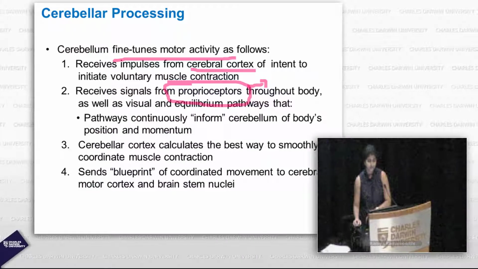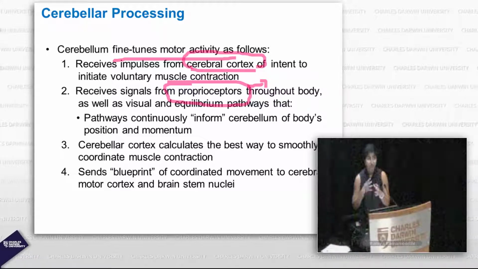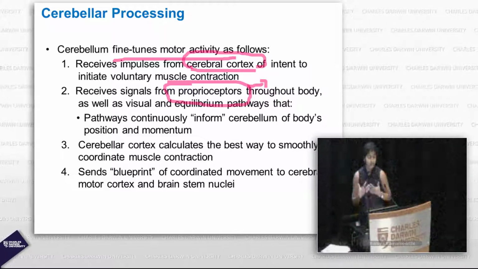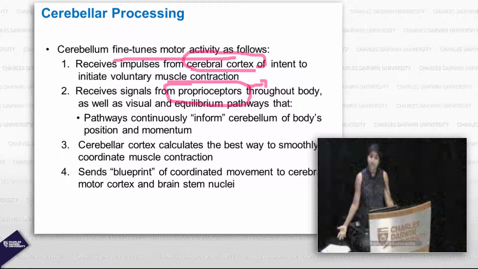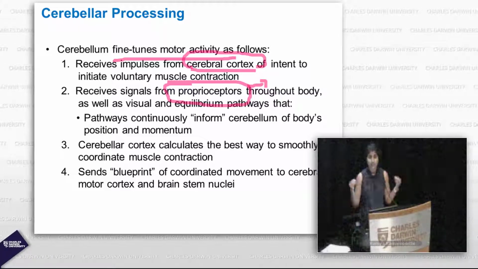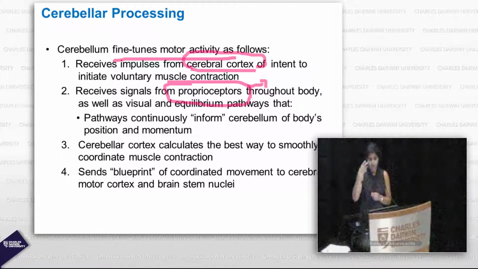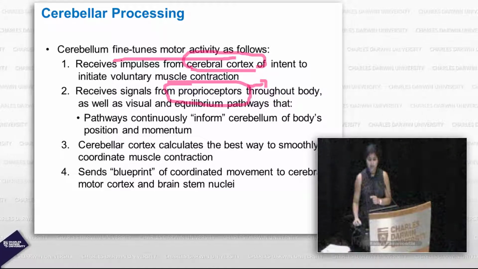In this slide, all that you have to understand is that it is important because it gets information from the cerebral cortex and coordinates fine movements, and also it receives information from your proprioceptors. Proprioceptors are dispersed throughout your body. These are sensory receptors that communicate to the cerebellum about the balance and about the position of the body.